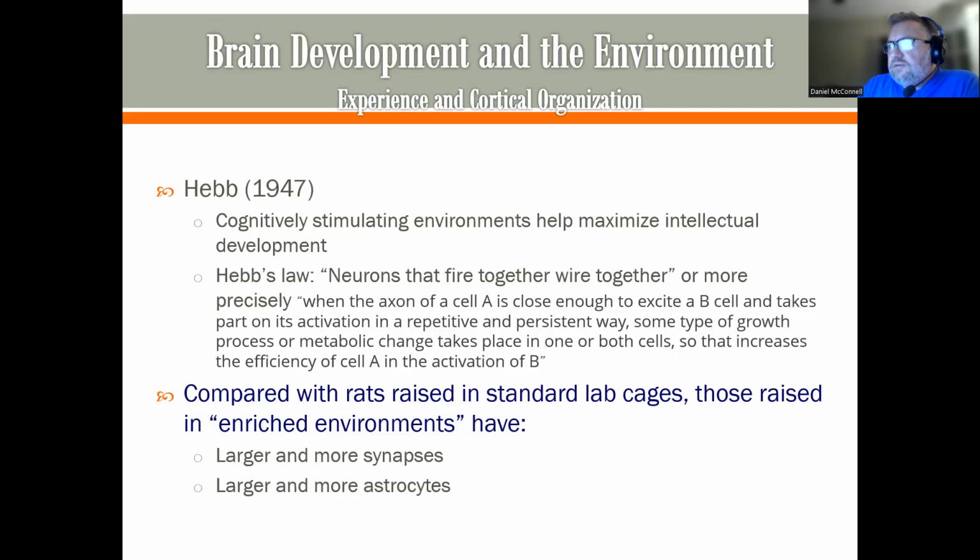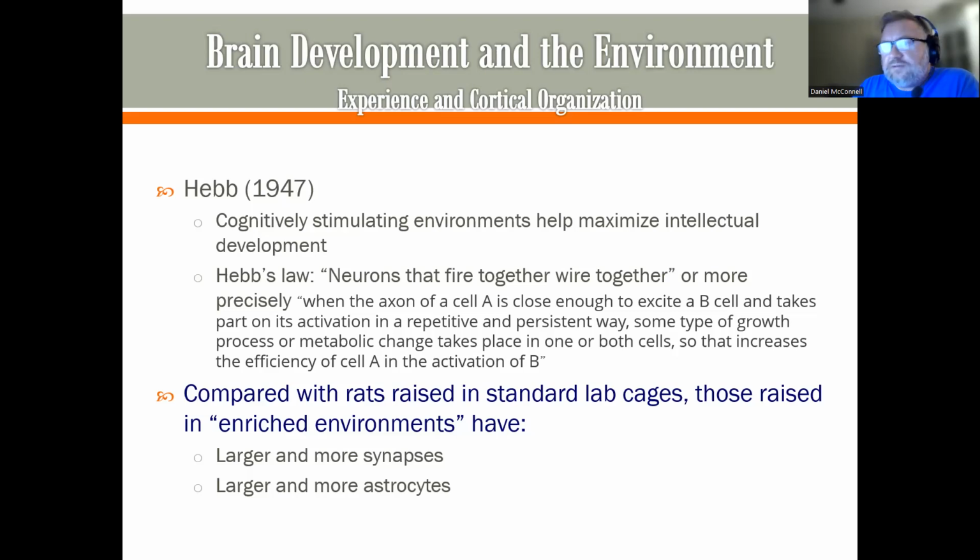When the axon of a cell A is close enough to excite a cell B and takes part in its activation in a repetitive and persistent way, some type of growth process or metabolic change takes place in one or both cells so that the efficiency of cell A in the activation of B is increased, right? So that's a long sentence to get to that point.